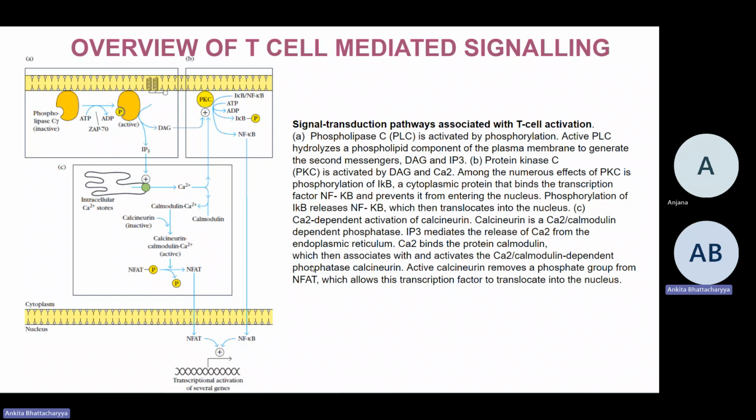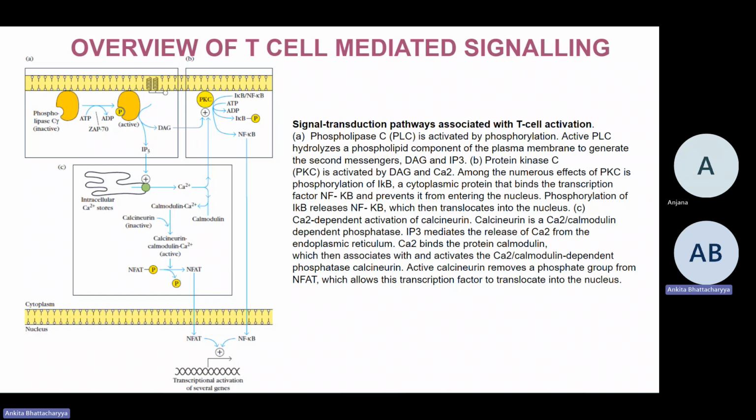NF-kappa B is a family of proteins basically, but it is usually understood as a transcription factor. It's an umbrella term, but it is understood as a transcription factor. So phosphorylation of inhibitor of kappa B helps in releasing NF-kappa B, which then allows it to translocate into the nucleus and carry out its transcription and execute its downstream actions. In addition to that, what you also see is that there can be calcium dependent activation of calcineurin.